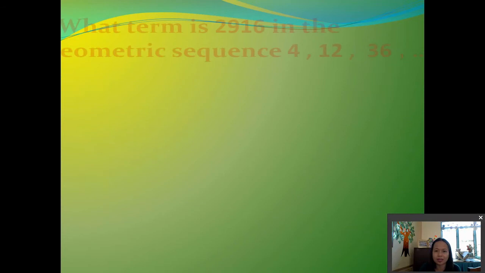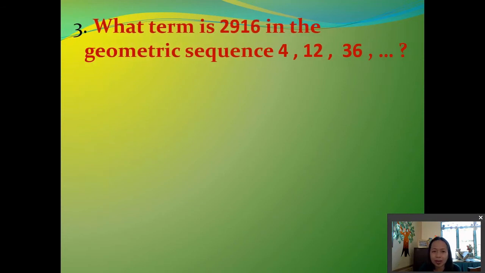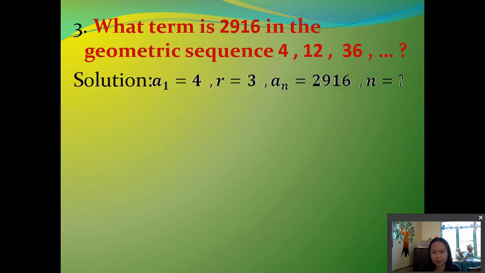Okay, let's have this third example. What term is 2,916 in the geometric sequence 4, 12, and 36? Okay, we're asked what term is 2,916. So here, our first term is equal to 4. Our common ratio is 3. That is 12 divided by 4, that's 3. Or 36 divided by 12, that's also 3. Okay, so that's why our r is equal to 3.